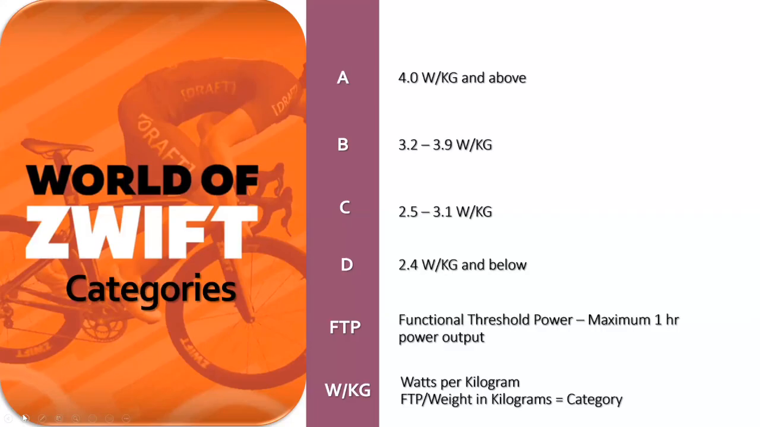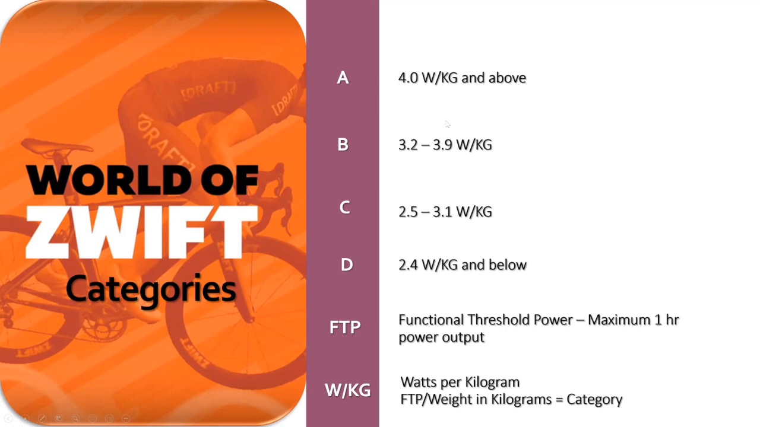Now, to move us forward, I want to talk a little bit about the categories that are within Zwift. After you sign up for Zwift, you're going to see these different numbers and letters here: A, B, C, D, FTP, and W/KG. A is a category. It is the top category within Zwift in terms of race performance, and it is for those riders who have an FTP of 4.0 watts per kilogram or above.